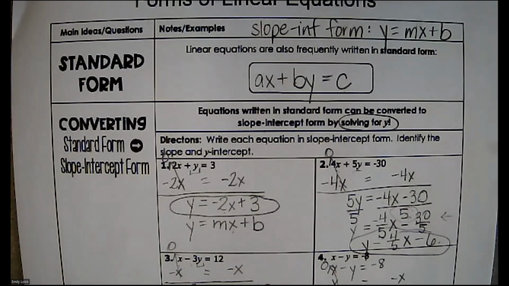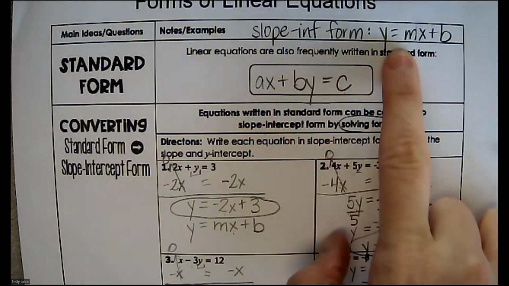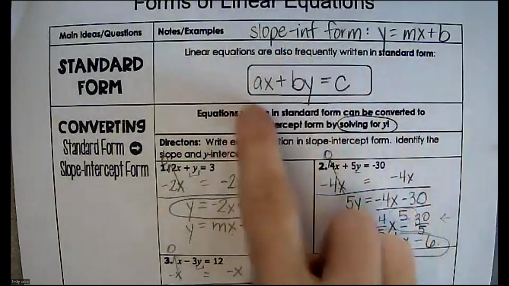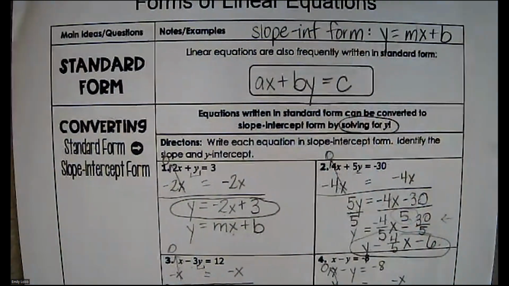Okay. So with that being said, we're going to review, we're going to practice, and then we're going to solidify that practice with a bit of a game. So we want to be sure you're understanding. So we refreshed our memory with slope-intercept form, right? y equals mx plus b. And then we talked about standard form, ax plus by equals c.